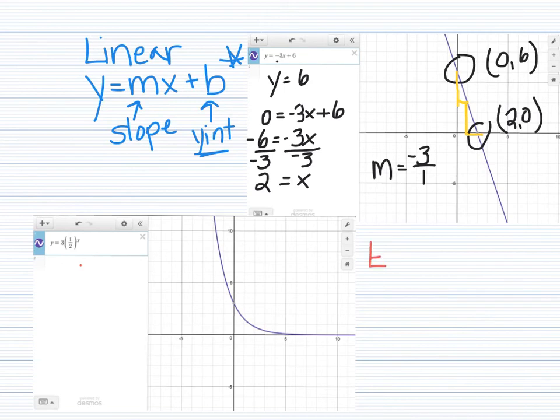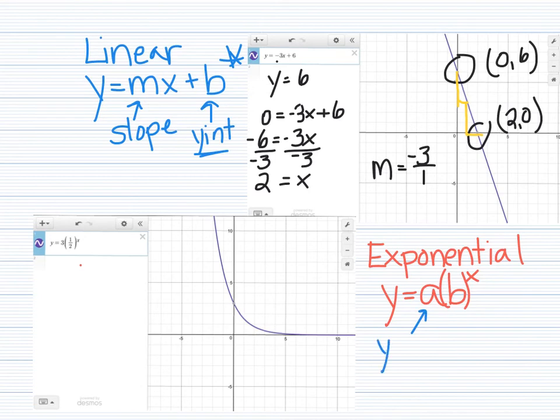Let's look down here. We've got an exponential function. You thought you were done with those. That's of the form y equals a times b to the x. Sometimes the b is in parentheses, sometimes not. Remember, a is our y-intercept, and b is the growth or decay factor. Now, in this one, there is no x-intercept. It doesn't actually cross the x-axis.